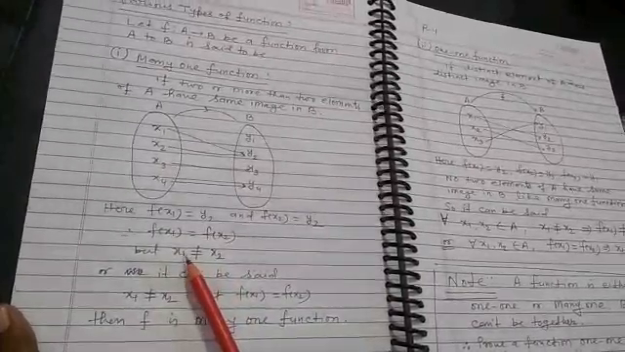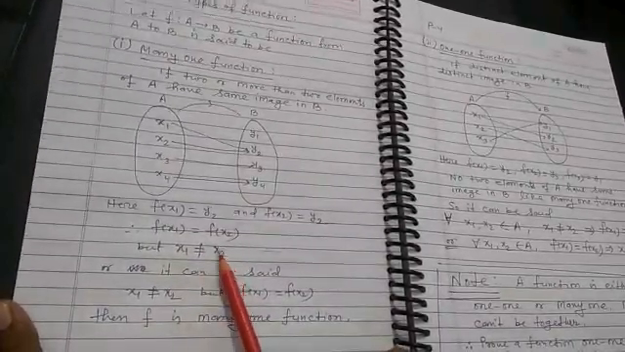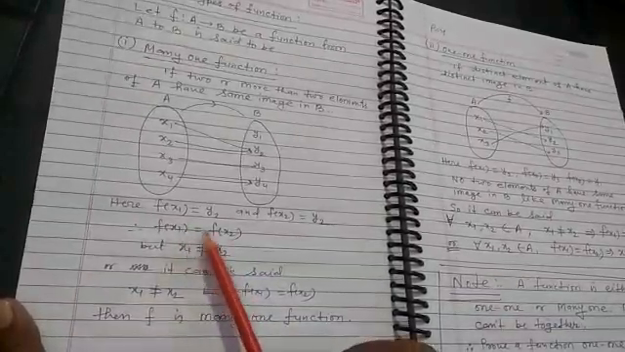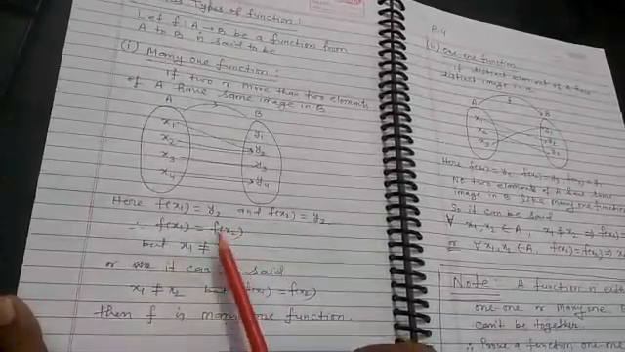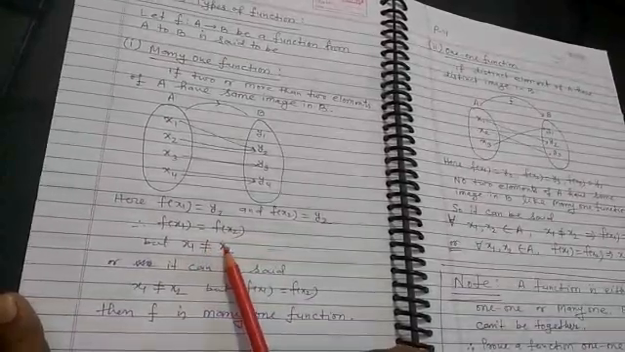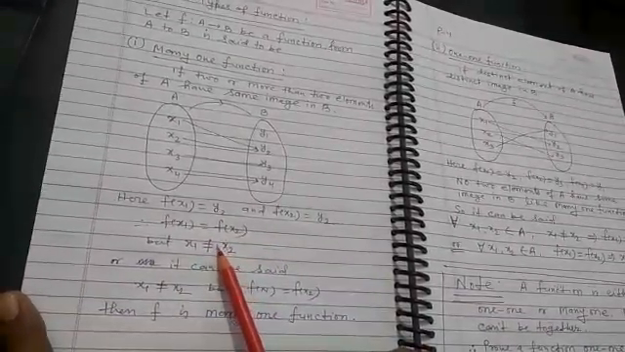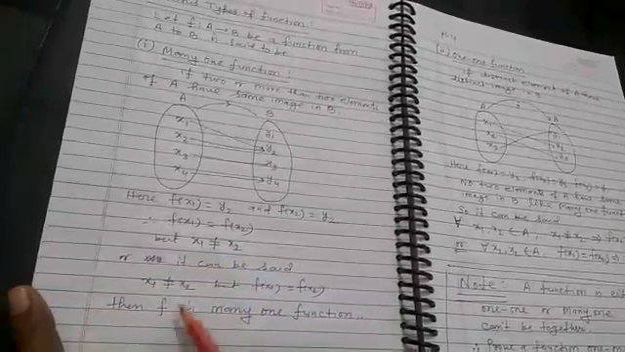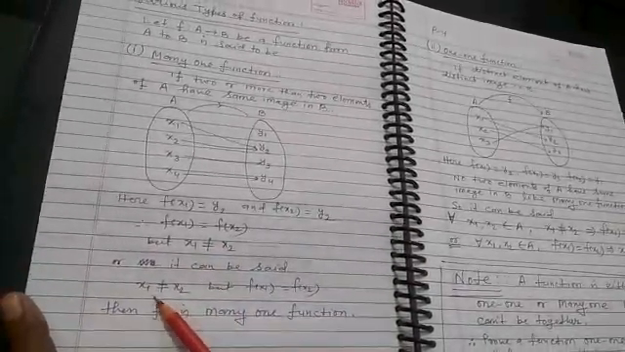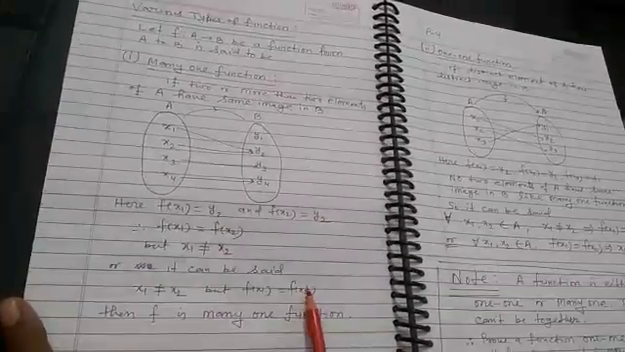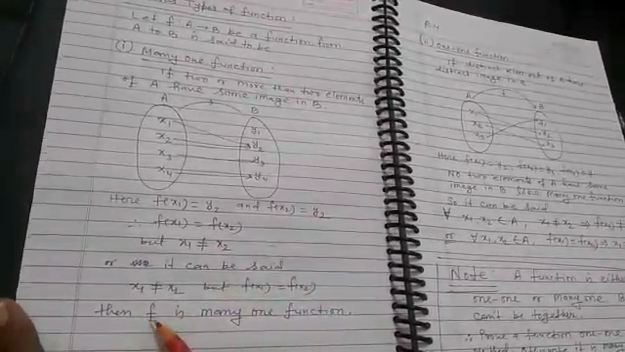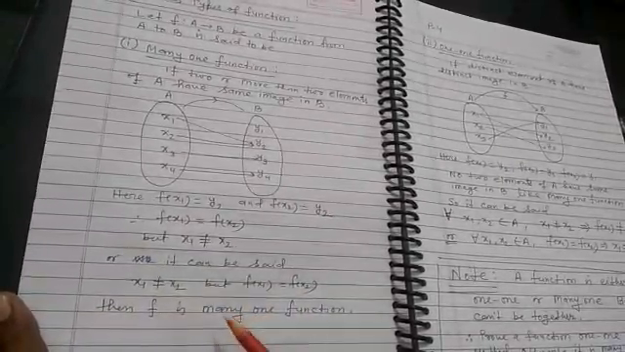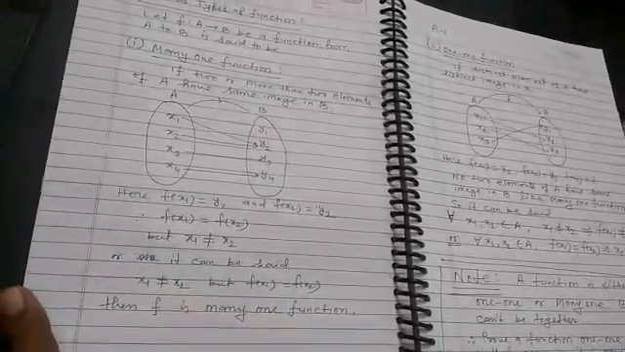It means x1 and x2 are two different elements, but their images are the same. Since two different elements have the same image, we call it a many-one function. It can also be written: x1 is not equal to x2 but f(x1) equals f(x2), and therefore f is a many-one function.